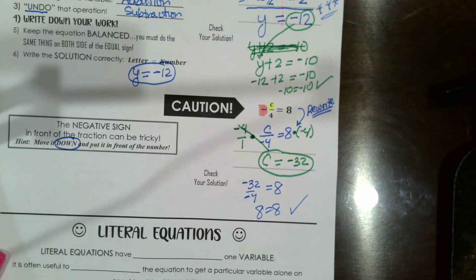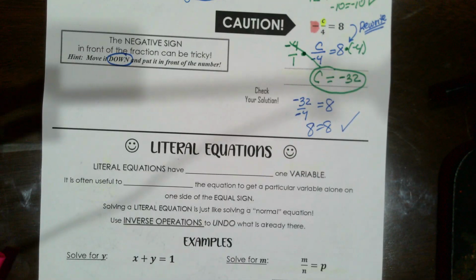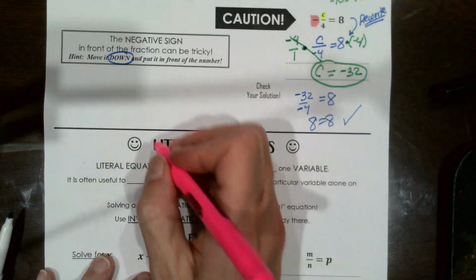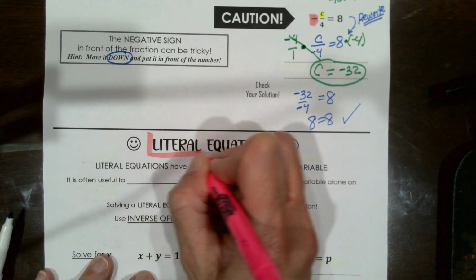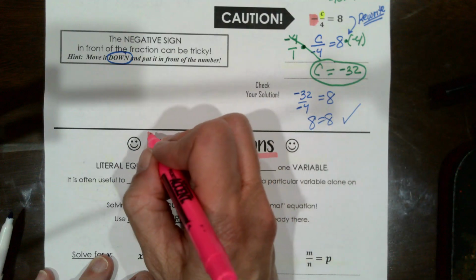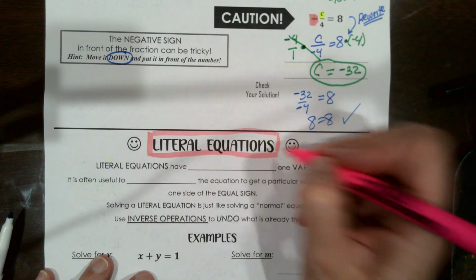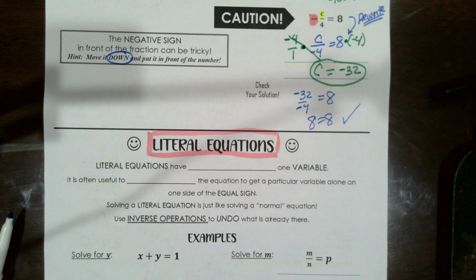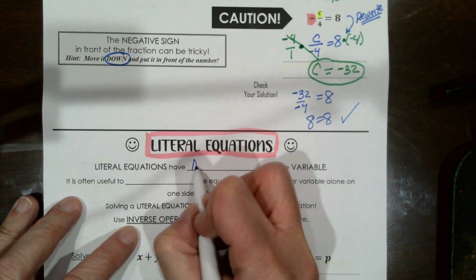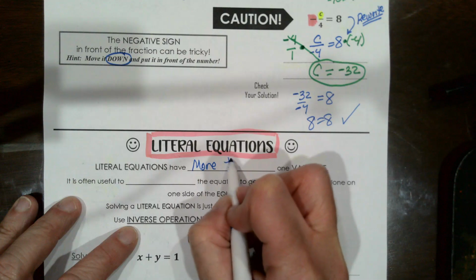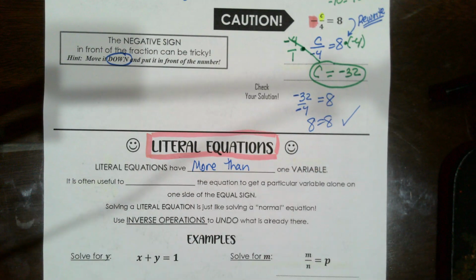All right, so now let's talk about these literal equations. Literal equations. I'm not sure if you have run into these before. Literal equations have more than one variable. We also have called them formulas.